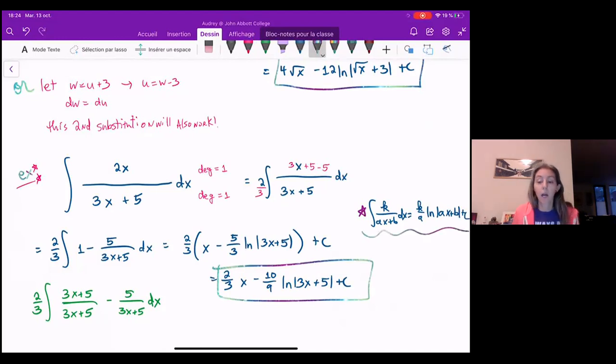Now, to be noted, could you do regular division? Absolutely. Could you also do a substitution with this problem where you let u equal 3x plus 5? Yes, you can. That will also work. So there are oftentimes multiple ways to approach a problem.